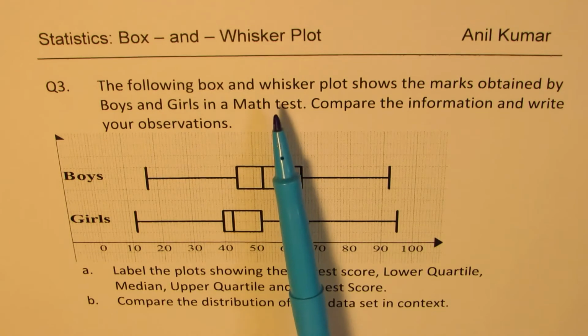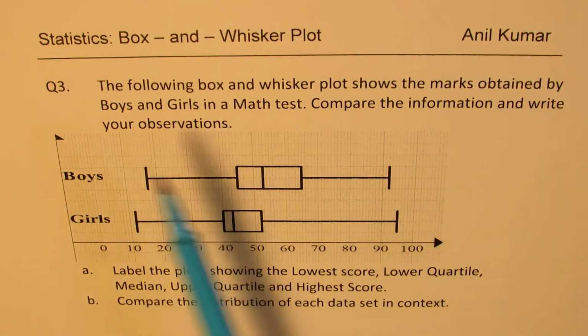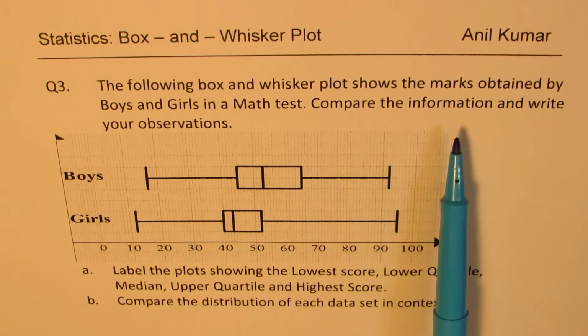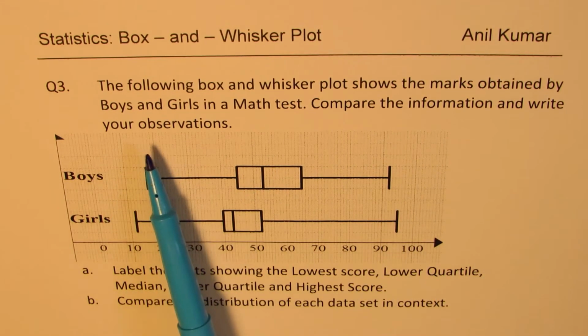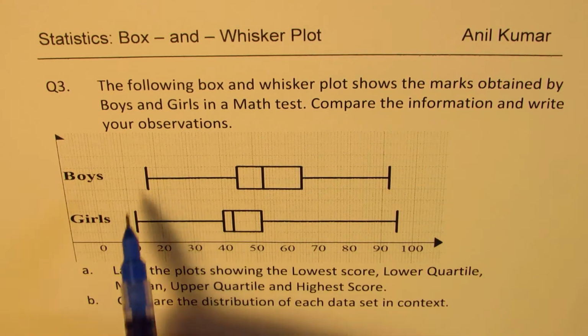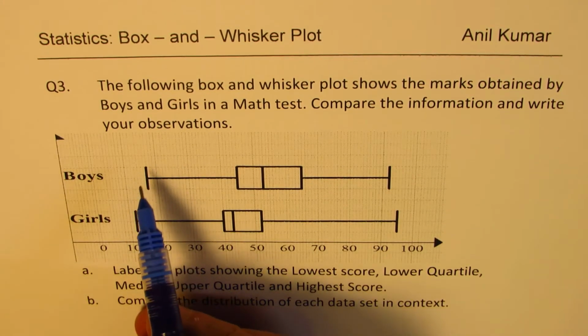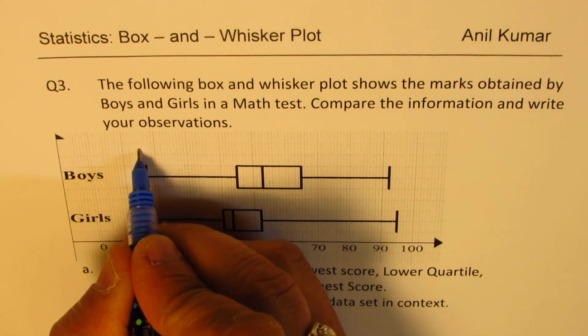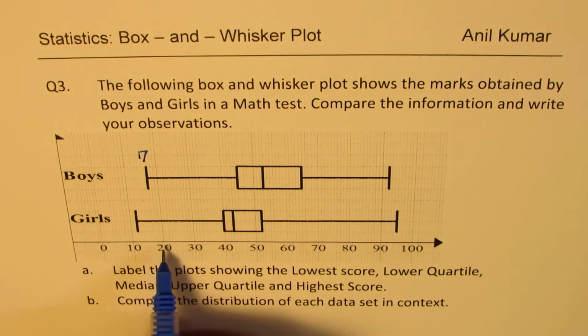The following box and whisker plot shows the marks obtained by boys and girls in a math test. Compare the information and write your observations. So it seems that the marks are out of 100. So let's assume that. Now let's write down some values. As far as the boys are concerned, the lowest value seems to be around 17, right?